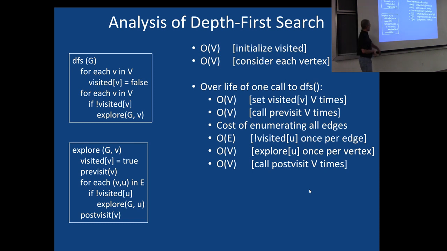Now, why didn't I just figure out the work of the body of the loop and multiply by V, since this loop runs V times, once per vertex? Why not just decide, at worst, how much work is done inside this loop, multiply by the number of times the loop is called, and be done with it? Why am I saying that over the course of every call to explore, we count the total number of times visited is called? Why do I account for it that way?